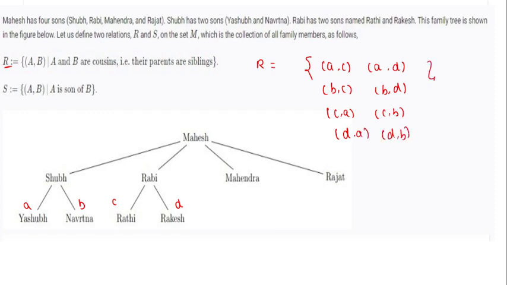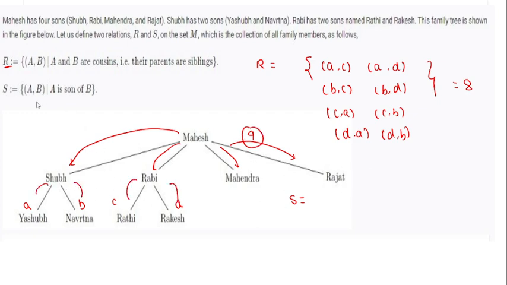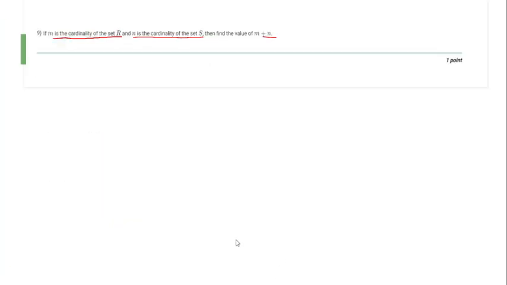So the cardinality is 8 for relation R. And for the A's, first we go from here to here, then here, then here, then here. So 4 comes from here, and similarly 4 comes from here. So the cardinality of set S will be 8, and the cardinality of relation R is also 8. So the value of m plus n will be equal to 16.